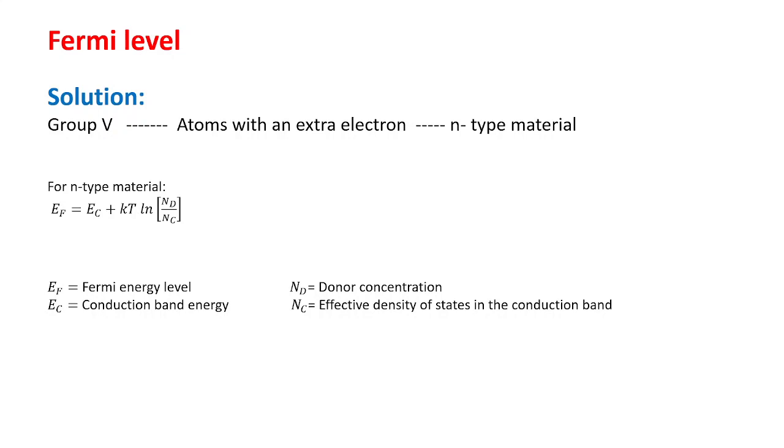EF is equal to EC plus KT natural log of ND upon NC. So EF, the Fermi energy level, we need to calculate. Basically the shift in Fermi energy level is asked, so first we will calculate the Fermi energy level, then we will be able to comment on the shift. For the n-type material, we focus on the conduction band energy EC plus KT, where K is the Boltzmann constant and T is the temperature, natural log ND upon NC.